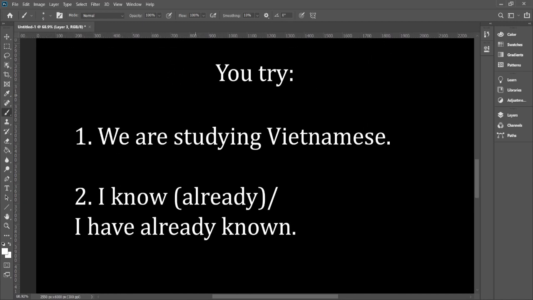Now, in the comments below, you guys can try out writing these two sentences, and if there are any issues, you can just ask. But these sentences should be pretty simple to translate over into Vietnamese.